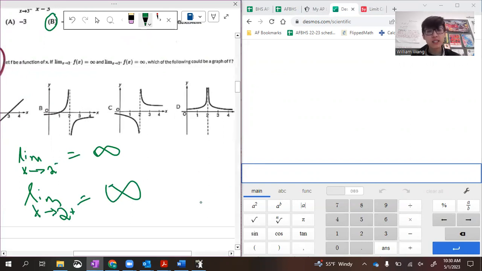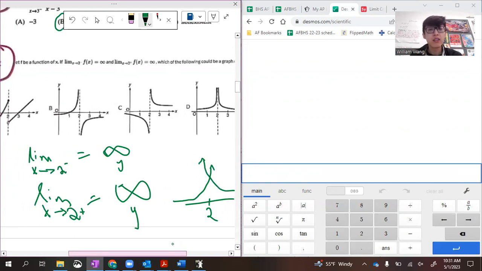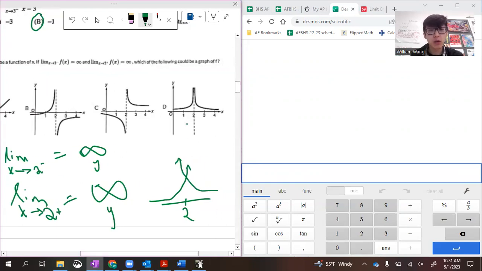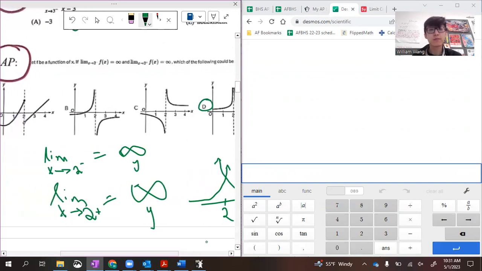Basically, they're saying, let's say I have a value 2 here. From the left, as I get closer to 2, my function just goes straight up, right? It's going to infinity. So it's going to go like, boom. It's going to a y value. Remember, limits, these are all y values. Infinity is a y value, right? From the right, the same thing happens. I'm coming in from the right, but boom, I go straight up because I'm going to infinity. All right, this graph that I just drew looks like what? Well, it's going to look like D. That's my answer choice, right?